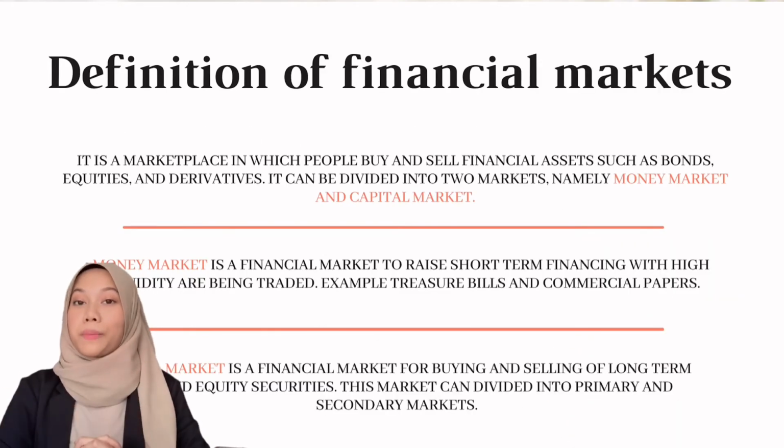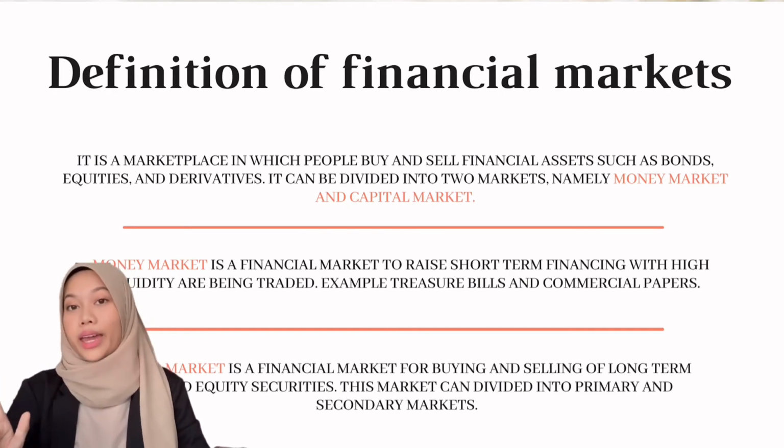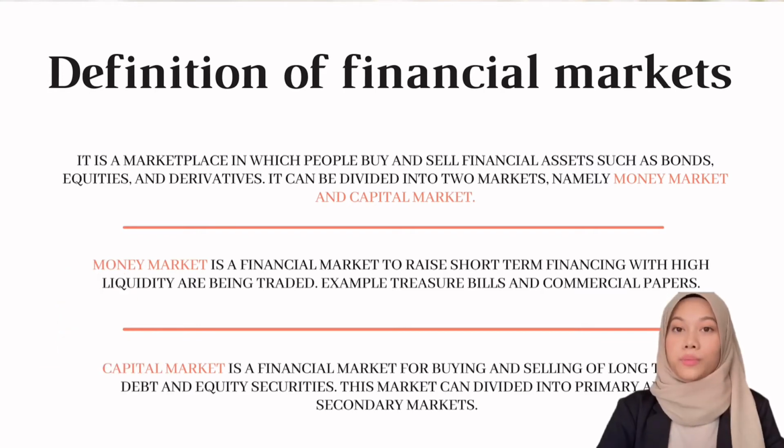Next, we must know about the definition of financial market. Financial market is a marketplace in which people buy and sell financial assets such as bonds, equities, and derivatives. It can be divided into two markets, namely money market and capital market. Money market is a financial market to raise short-term financing with high liquidity being traded. Examples are treasury bills and commercial papers.